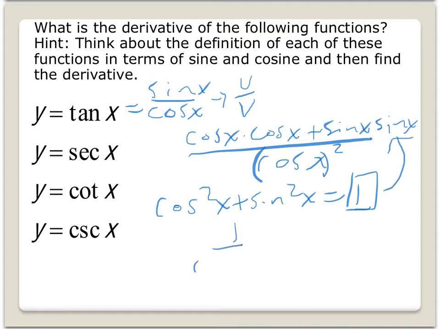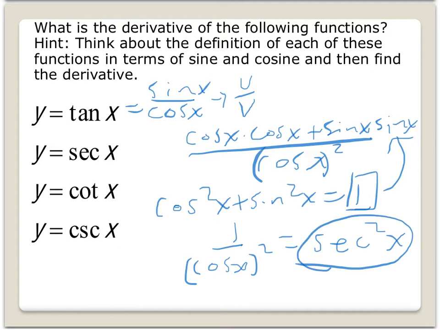So it's actually 1 over cosine x squared. And we like to simplify that because we remember 1 over cosine is the same as secant. So the derivative of tangent turns out to be secant squared x. And this is worth memorizing. You don't want to have to go through this all the time. So the derivative of tangent is secant squared x. And this does show up enough on the AP exam that this is worth memorizing.